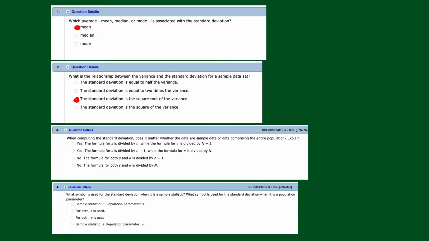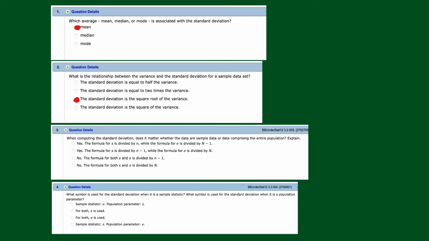On to 3. When computing the standard deviation, does it matter whether the data are sample data or data comprising the entire population? It does make a difference, because if you're working with a sample and you want the standard deviation, you divide by lowercase n minus 1. If you are working with a population, you divide by the entire population size, which is capital N. So let's see if we have one of those.